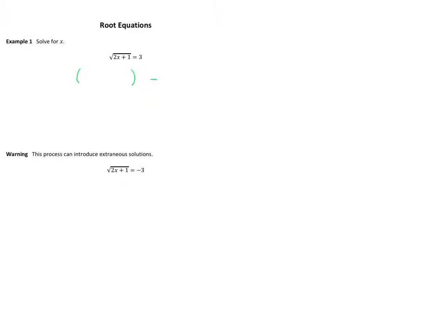So I'll take my equation, which is the square root of 2x plus 1 equals 3, and I'm going to square both sides. If you square the square root, they cancel, leaving you with 2x plus 1. And on the other side, if you square 3, you get 9. And the square root is gone, making this equation pretty easy to solve. You can subtract 1 from both sides, then divide both sides by 2, and you get your answer, which is x is equal to 4.